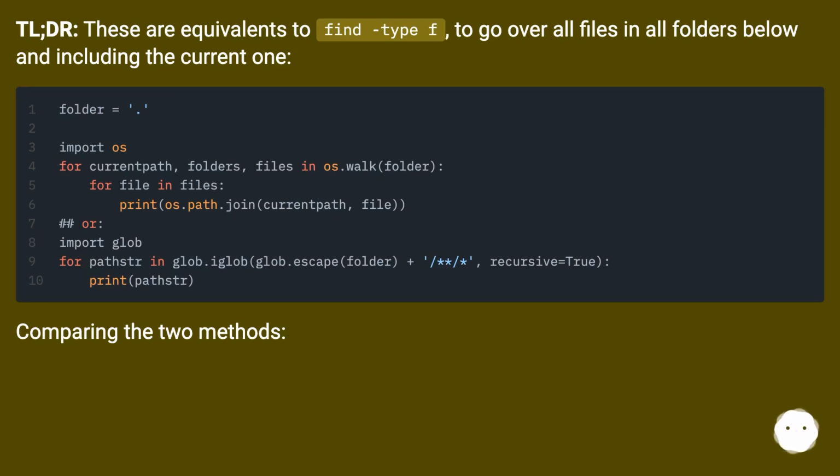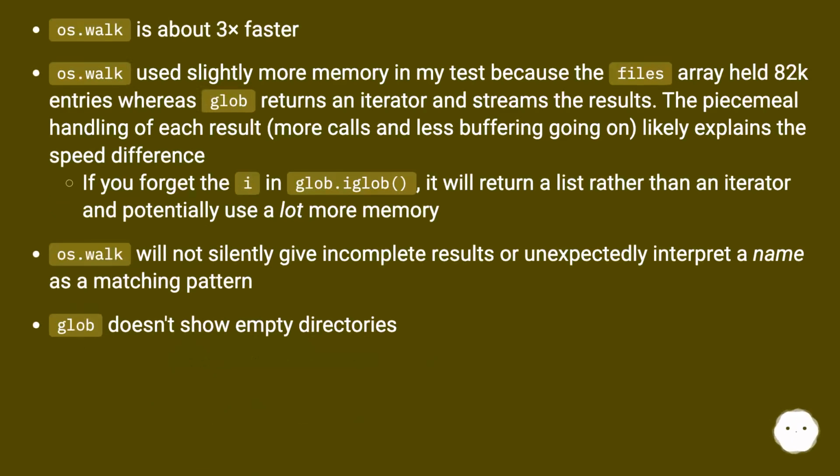Comparing the two methods, os.walk is about 3 times faster. os.walk used slightly more memory in my test because the files array held 82K entries, whereas glob returns an iterator and streams the results. The piecemeal handling of each result, more calls and less buffering going on, likely explains the speed difference. If you forget the i in glob.iglob, it will return a list rather than an iterator and potentially use a lot more memory.